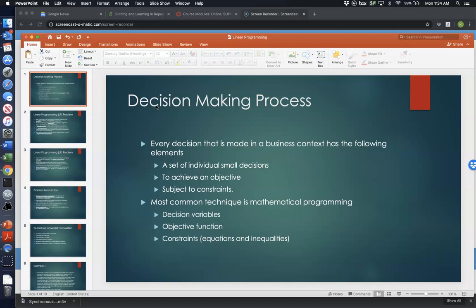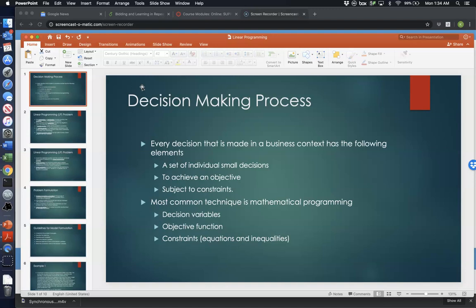I'll introduce you to the idea of linear programming, the technique of linear programming, which is a type of mathematical programming technique, and we'll do a few examples based on linear programming this week. So, linear programming is a way of mathematically formalizing the decision-making process.